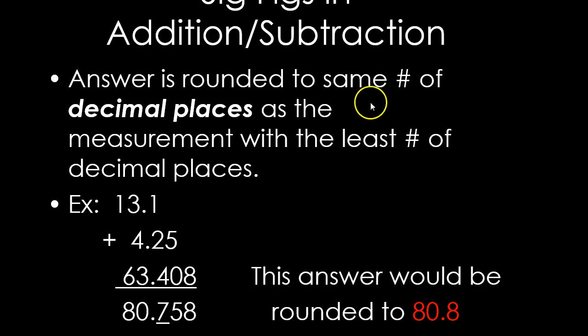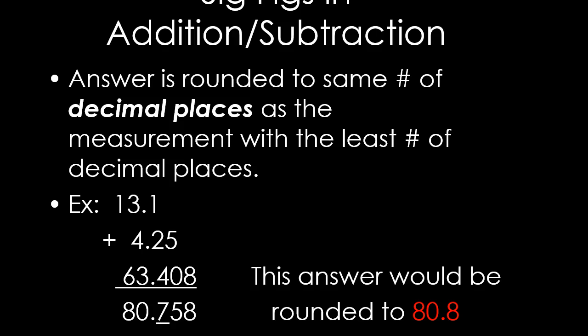The answer is always rounded to the same number of decimal places as the measurement with the least number of decimal places. So for example, 13.1. All of those digits are significant. There are 3 significant digits in that measurement. 4.25, 1, 2, 3. Again, there's 3. So our answer must be rounded to 3 significant digits.